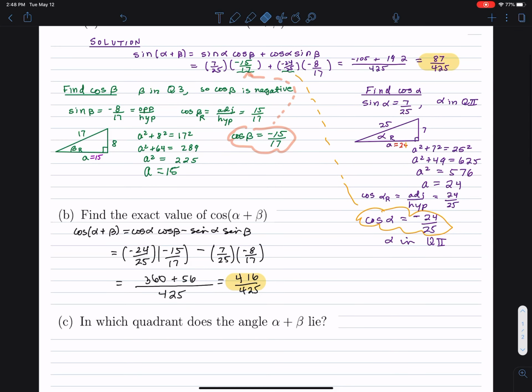Okay, here's an interesting question. Which quadrant does alpha plus beta lie? Well, cosine alpha plus beta is positive. Sine alpha plus beta is positive. Therefore, alpha plus beta lies in quadrant 1.